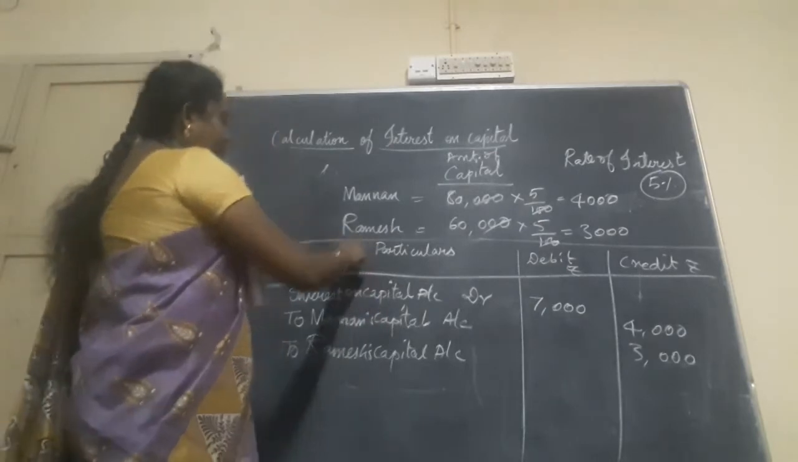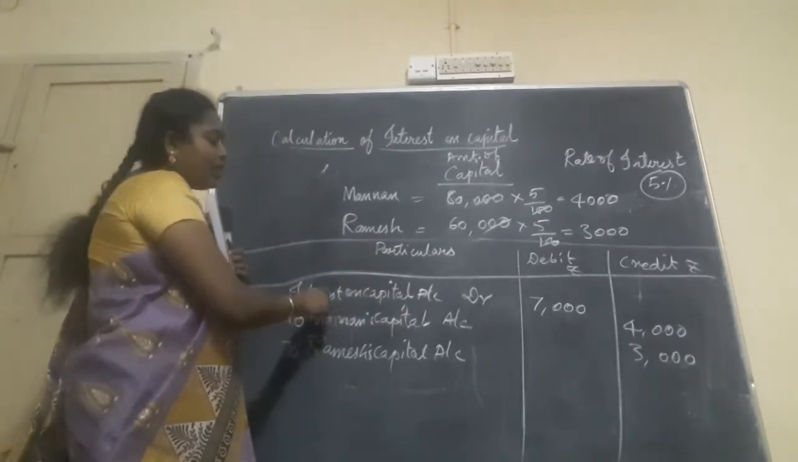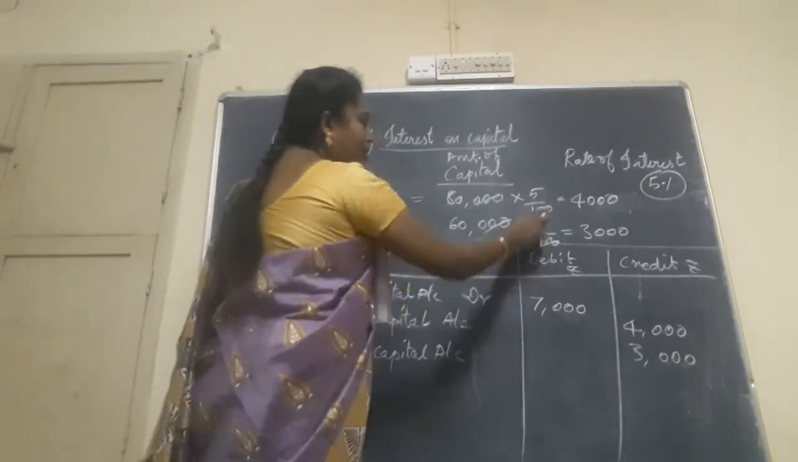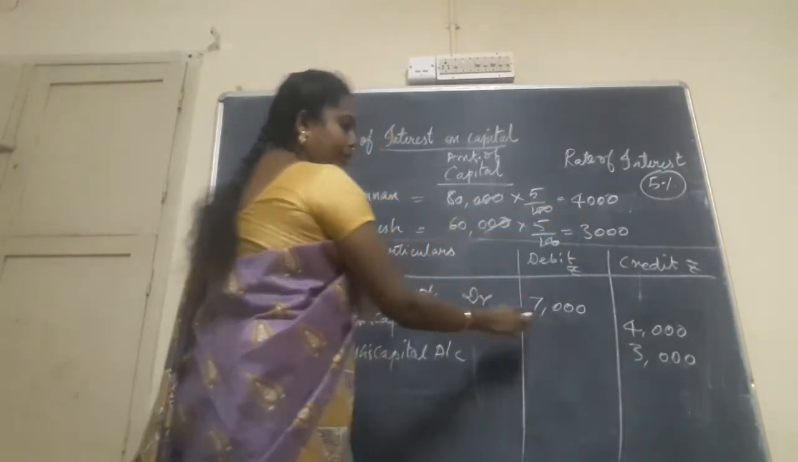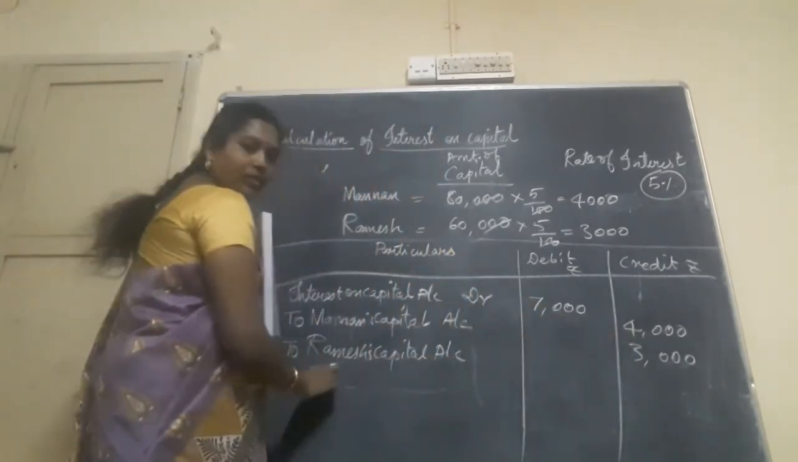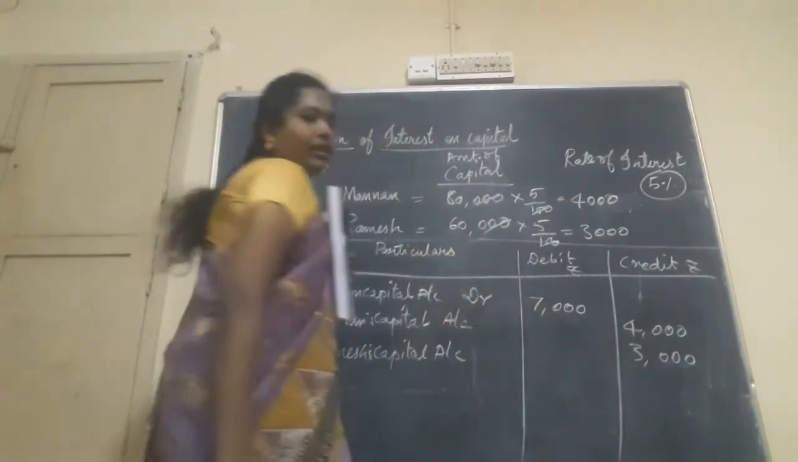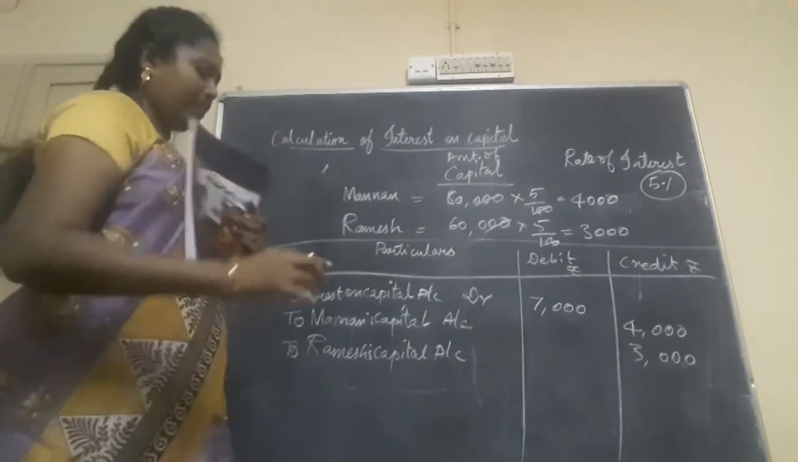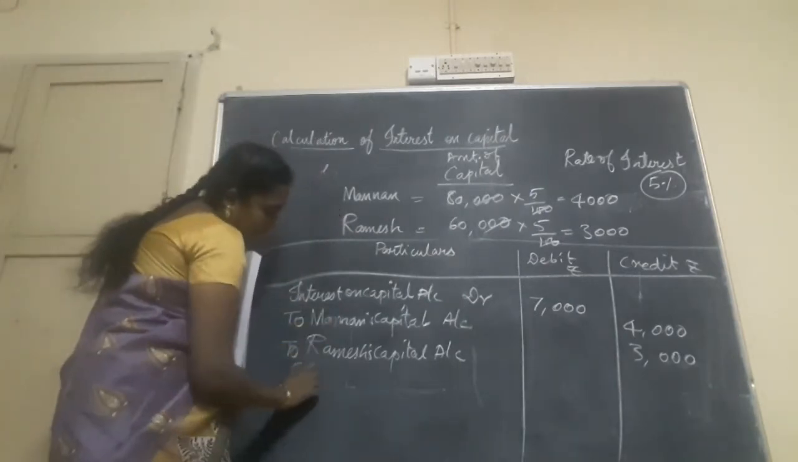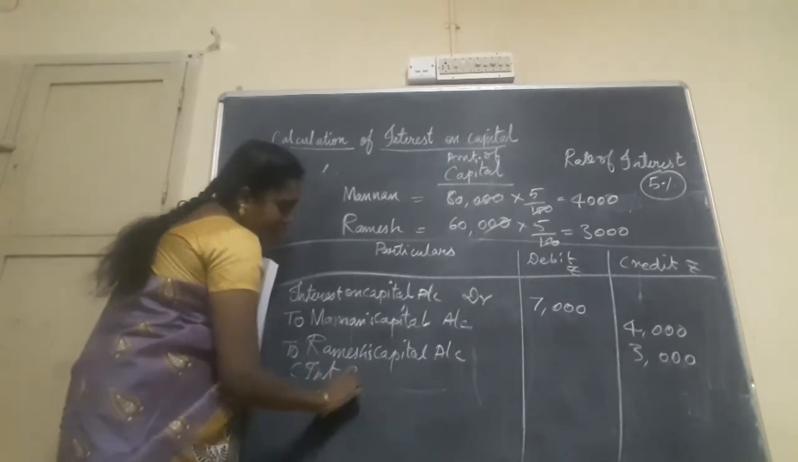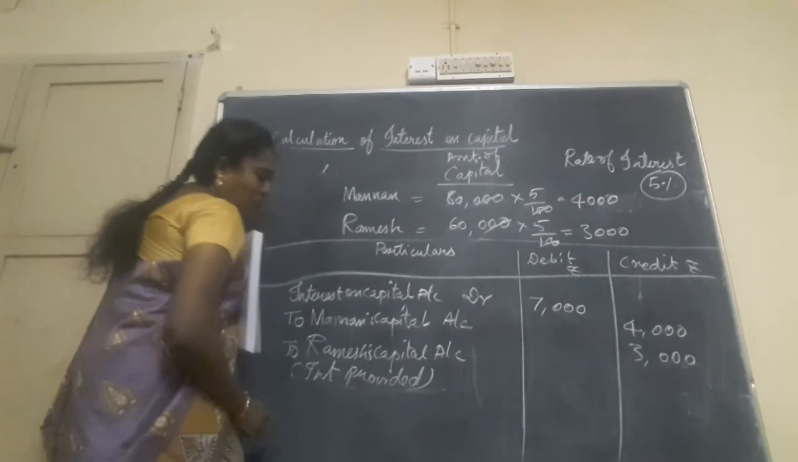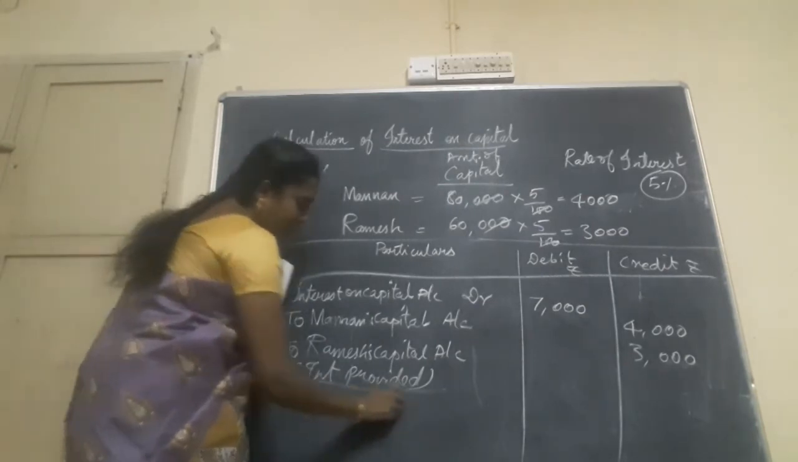Yes students, so we have prepared the journal entry for that. That's interest on capital account debtor 7,000. You have to total this and put it here. Then to Mannan's capital account 4,000, then to Ramesh capital account 3,000. That's the first journal entry, so that is the interest being provided. This will be the narration for that.